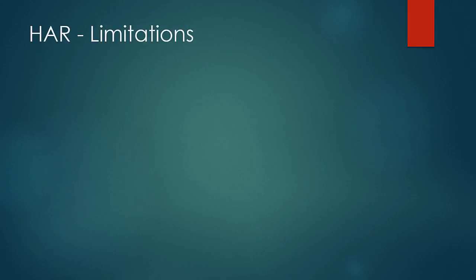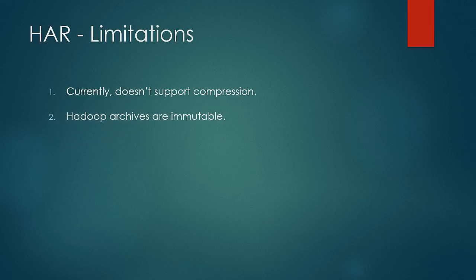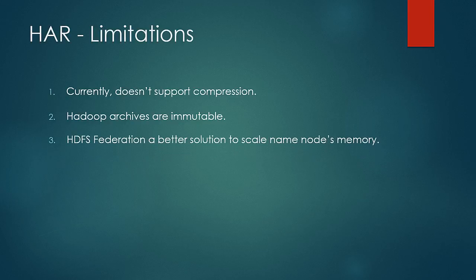Next, we understand the limitations of Hadoop archive files. First, to create an archive file, you need as much disk space as the original. Hadoop archives currently do not support compression, so it is like a duplicate file. Second, Hadoop archives are immutable. To add or remove files from a Hadoop archive, you must recreate the archive. Third, if you're reaching the limits of the name node's memory, using HDFS federation would give you better scope in scalability than using Hadoop archives.